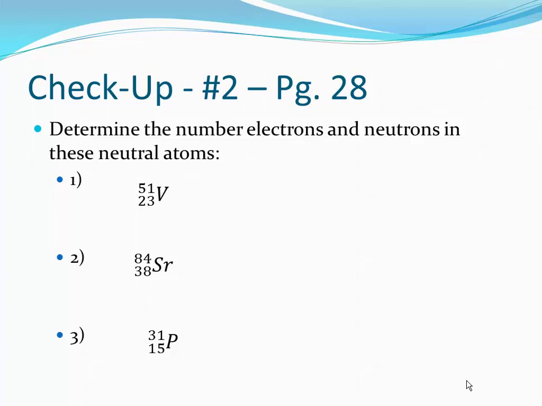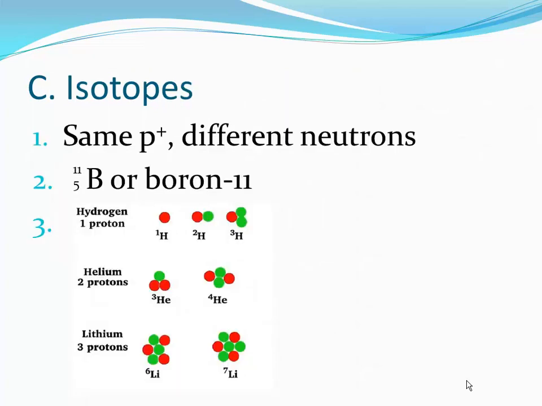So, how do we determine the number of electrons and neutrons in these neutral atoms? Well, a neutral atom has the same number of electrons as protons. For vanadium 51, there's 23 electrons. To find the neutrons, you just subtract the protons from the mass number, and you get 28. 28 plus 23 gives you 51. Strontium 84, electrons the same number, so it would be 38 electrons, and subtracting 38 from 84, you get 46. And phosphorus 31, we know it's going to be 15 electrons and then 16 neutrons, because 15 plus 16 gives you 31.